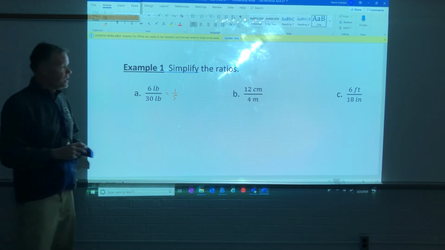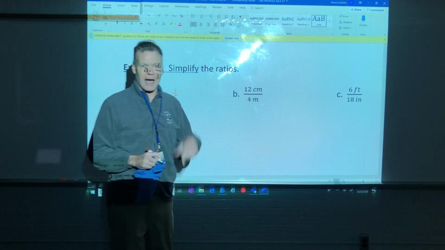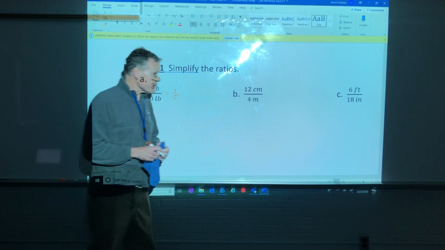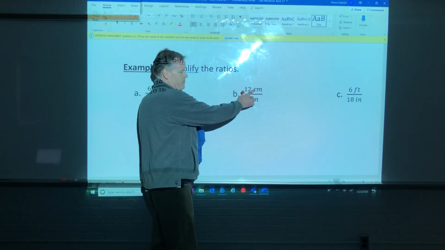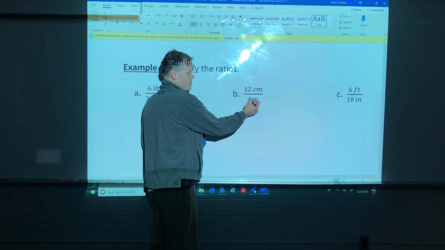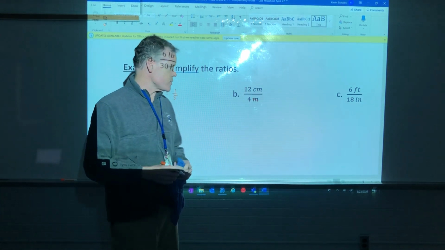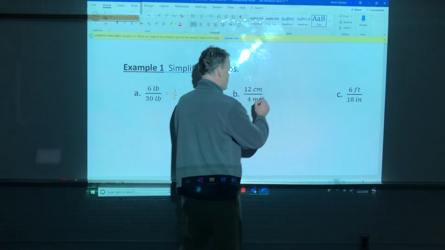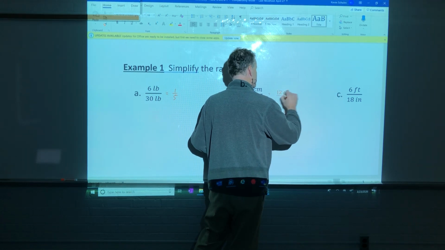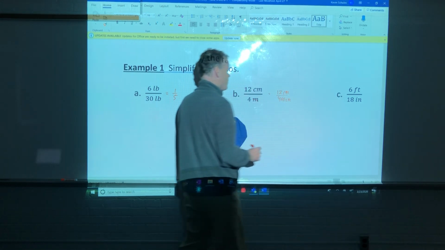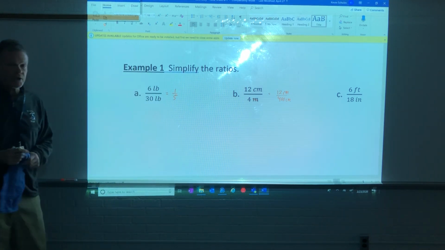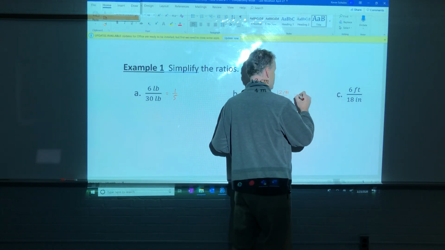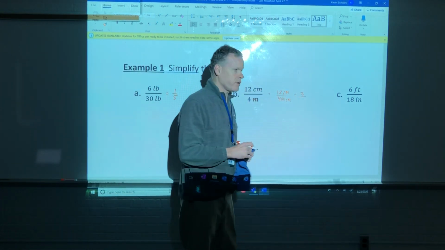Now, here with 12 centimeters over 4 meters, the common mistake here is just to make that 4, or I'm sorry, make it 3 over 1. But in this situation, you're dealing with centimeters and meters. You've got to change the meters to centimeters. So 4 meters, there's 100 centimeters in each meter, so 4 meters is going to be 400 centimeters. And that's going to go on the bottom. Okay. Then we would reduce that. We know that 4 goes into 12 3 times, and 4 goes into 400 100 times.